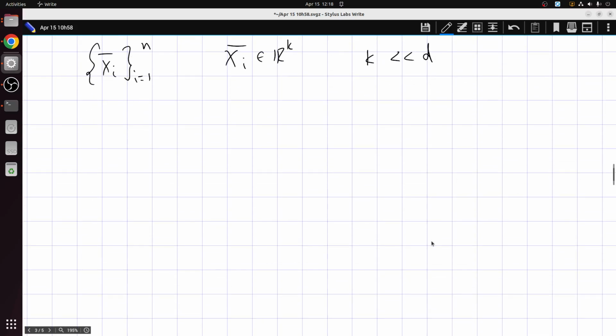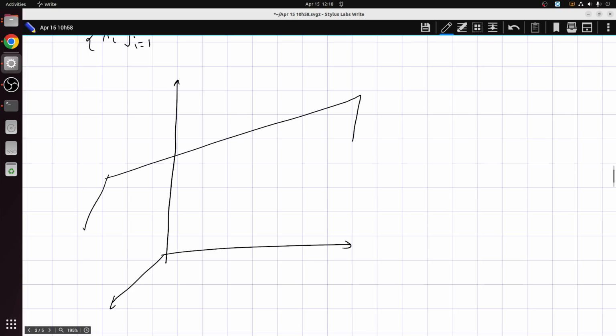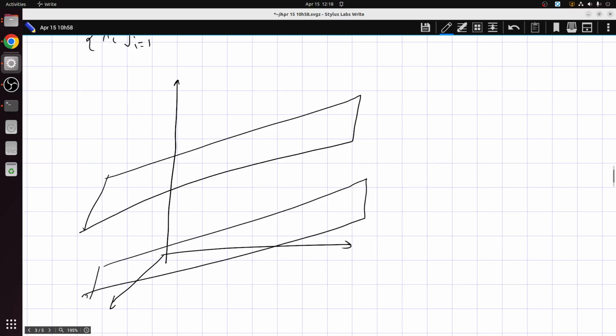We assume that because the problem is high dimensional, there must be some underlying low dimensional simplification. I am drawing in R3, but you can think of it in higher dimensions. So there is an affine space. We will talk about what an affine space is. An affine space is a subspace shifted. A subspace passes through the origin, right?